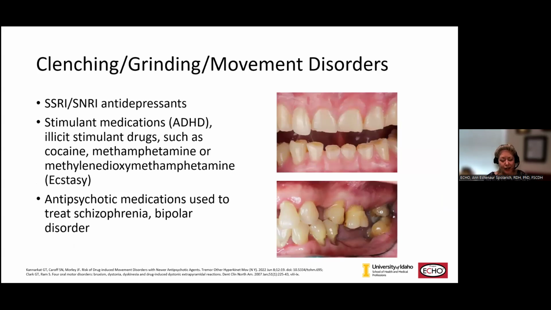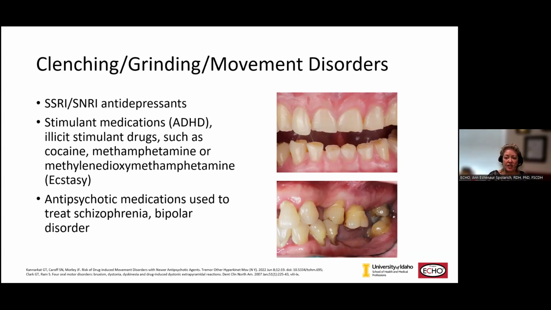Kind of coming down to the end of our list here, I thought it would be helpful to mention that there are a lot of drugs that actually turn on clenching and grinding and other types of movement disorders. And the worst offenders are the antidepressants that affect serotonin. So those would be your selective serotonin reuptake inhibitors and your selective serotonin norepinephrine reuptake inhibitors, some of those newer antidepressants on the market. But stimulants, including illicit stimulants like cocaine, methamphetamine, and ecstasy, also turn on clenching and grinding.